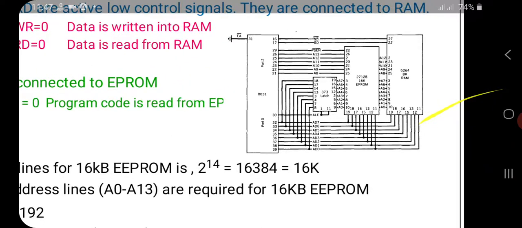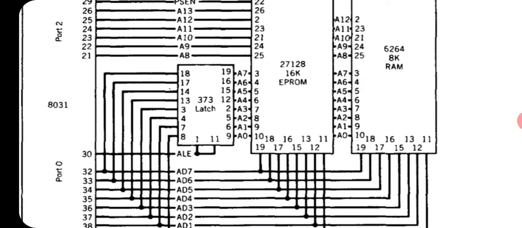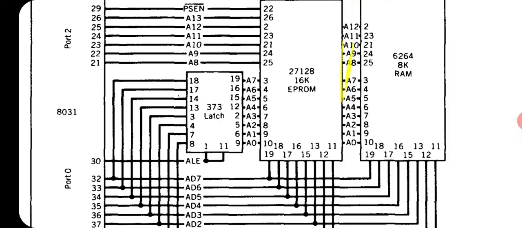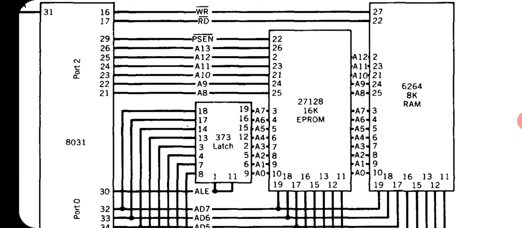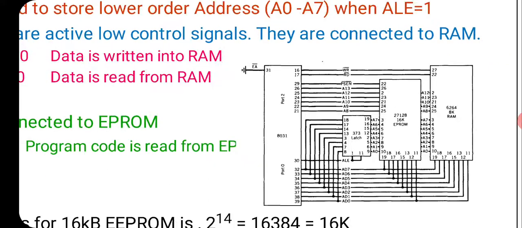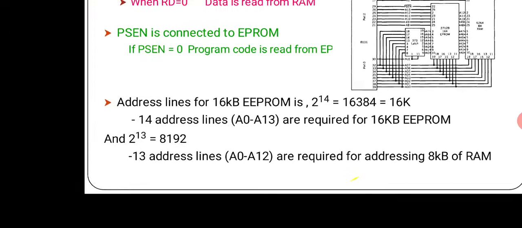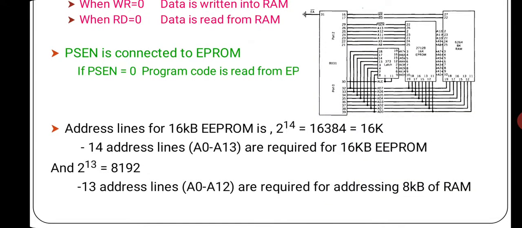Similarly, I made you count the RAM address lines, A0 to A12. How many in total? 13. So this is 2 raised to 13, which is 8192, or 8K, right? A0 to A12 are required for addressing 8 kilobytes of RAM. It means you can connect this 16 KB of ROM and 8 KB of RAM with these address lines.